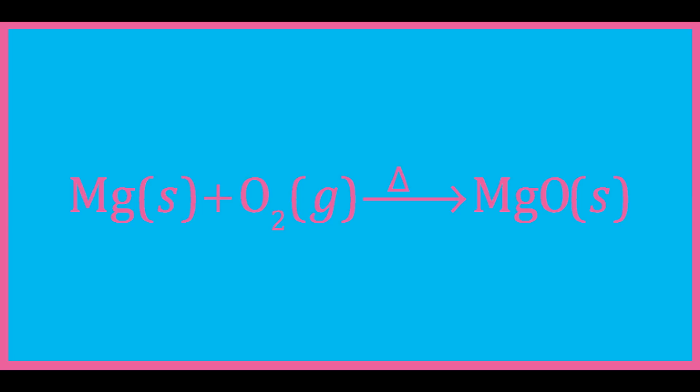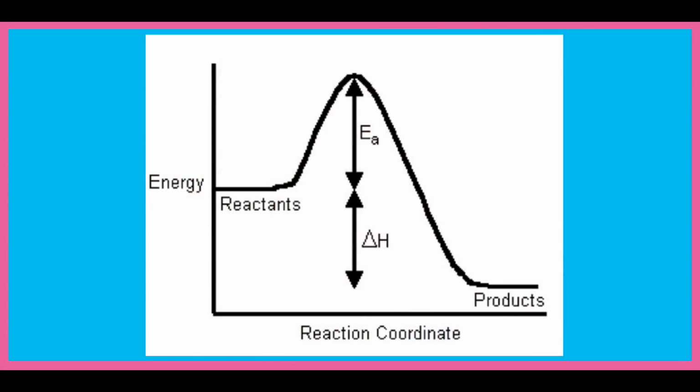Now, most reactions are exothermic, and I will now discuss a little bit about how we can determine that this reaction is exothermic. Here we have a reaction diagram for a typical exothermic reaction. The two main things to focus on in this diagram are your delta H and your delta E sub A.